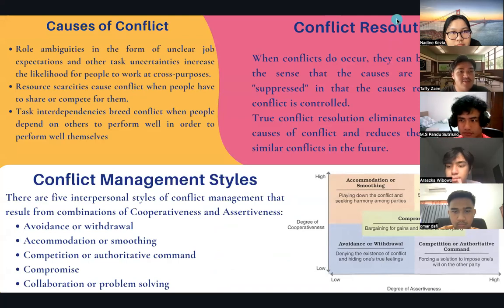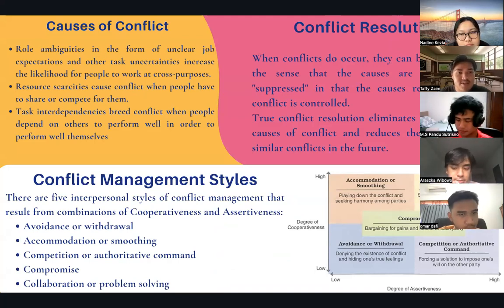Okay, and then we have causes of conflicts. First is role ambiguities. Unclear job expectations and other task uncertainties increase the likelihood for people to work at cross purposes. And then resource scarcities cause conflict when people have to share or compete for them. Task interdependencies breed conflict when people depend on others to perform well in order to perform well themselves.